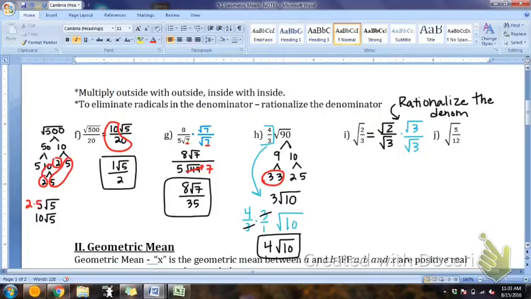Now the rule says multiply inside with inside, right? That's what my rule says. So the square root of 2 times the square root of 3 becomes what? Good, square root of 6. And then the square root of 3 times the square root of 3 is what? Square root of 9. But what is the square root of 9? Guys, here's the hint. Anytime you multiply a radical by itself, it's just that number. Like square root of 3 times the square root of 3 is just 3. Square root of 7 times the square root of 7 is just 7. Okay? That's a shortcut to take.